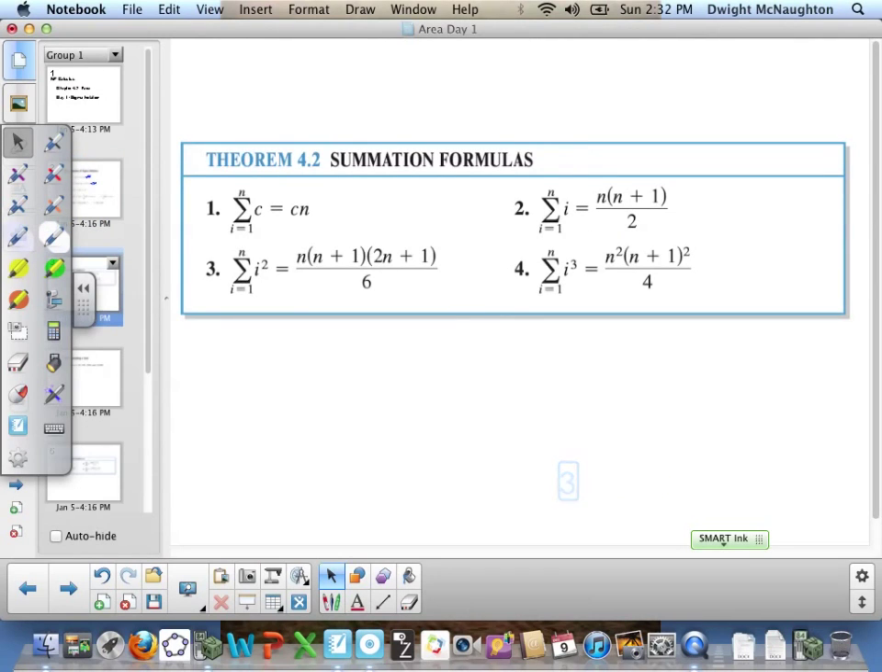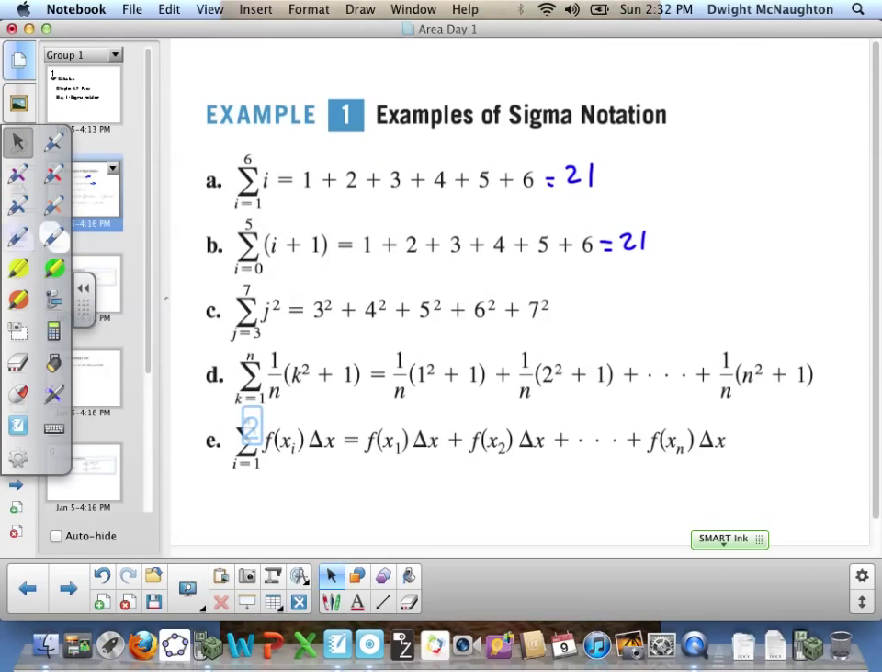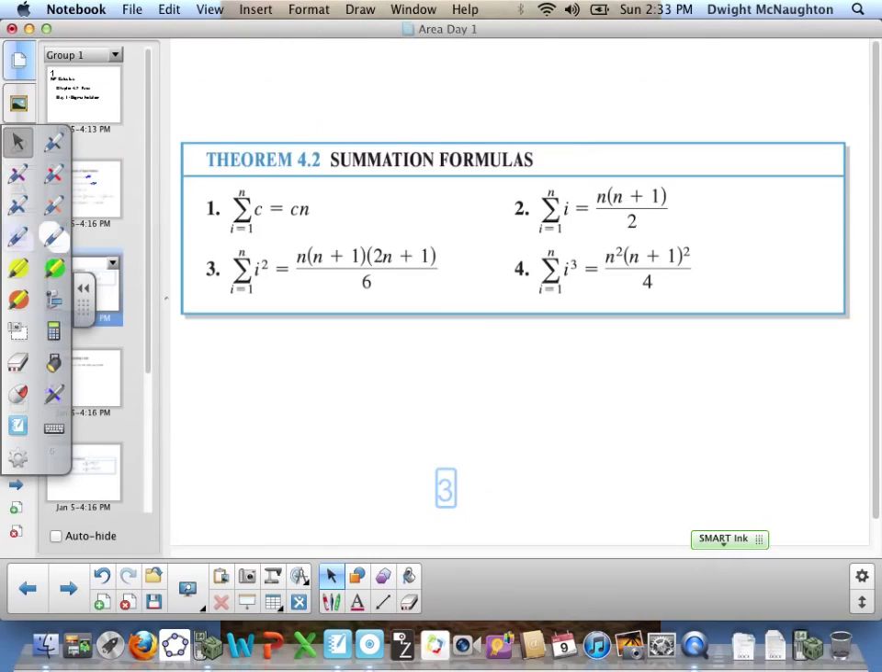Some formulas help us simplify these, because as you see here, A and B are quite easy to do in your head. 1 plus 2 plus 3 plus 4 plus 5 plus 6 is quite easy to get 21. As you get larger numbers, it's not quite so easy. I probably could have done C and gotten a value, however, I would have needed to break out the calculator. D, no, I can't do that in my head because there's too many numbers. There's n numbers. E, so many numbers. There's n numbers. So we need to simplify it down to a formula. And that's where the summation formulas come in handy.